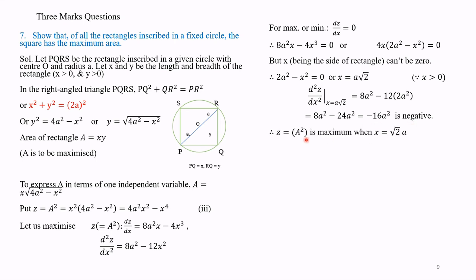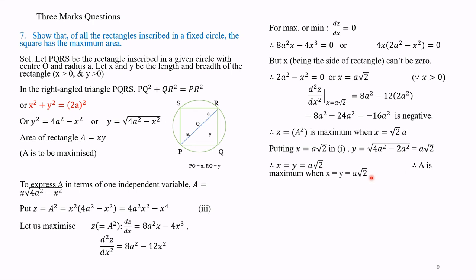Putting x is equal to a root 2 in equation 1, we get y is equal to the square root of 4a squared minus 2a squared, that is equal to a root 2. Here we have got x is equal to a root 2, y is also a root 2. Hence, the area of the inscribed rectangle is maximum when it is a square.